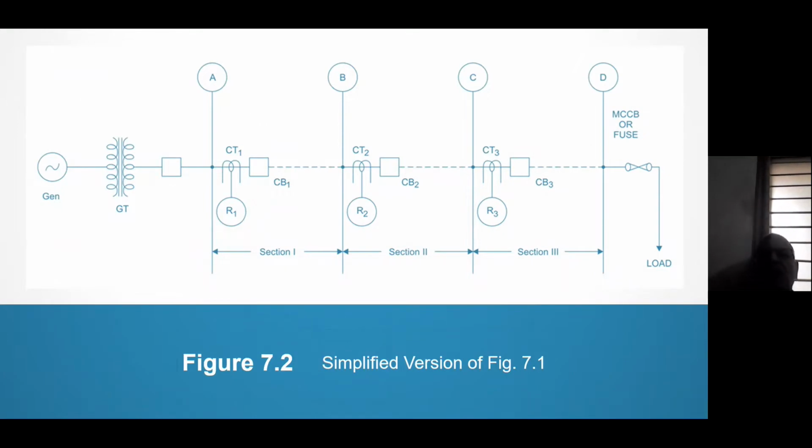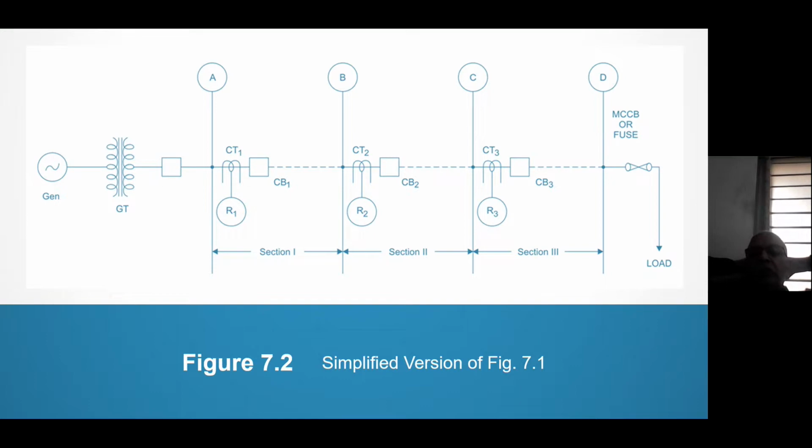Now AB is one line. That does not mean that from A only one line is going. From A 10 lines are going, but I have not drawn them. And this is a single line diagram, so one line is 3 lines, R, Y, B. So R1 is 4 relays, R2 is 4 relays, R3 is 4 relays. That you have to understand. A, B, C, D are the buses. And then there is MCCB or fuse, and then it goes to the load.